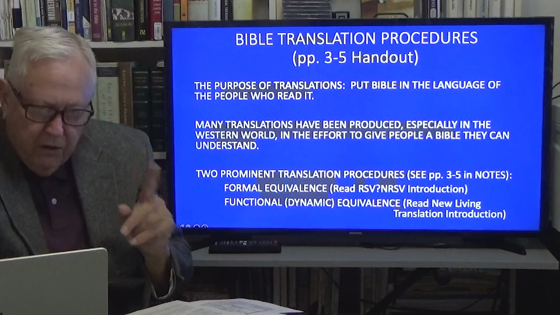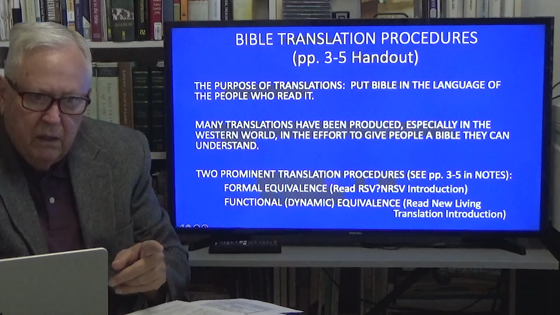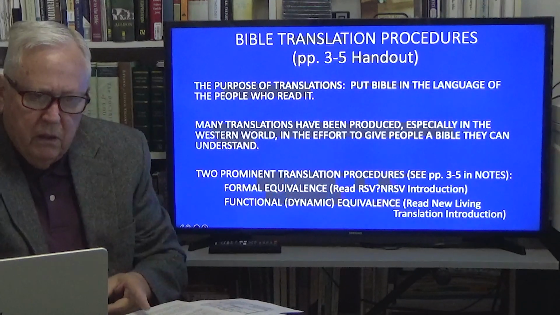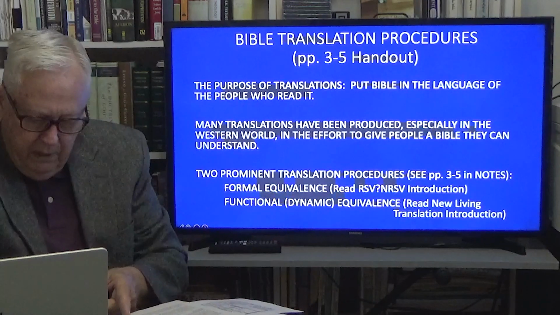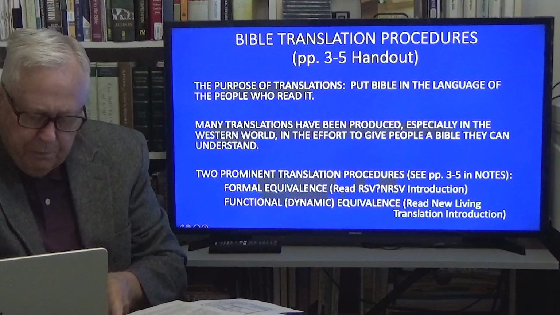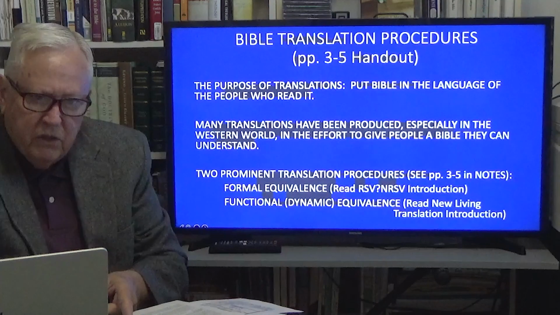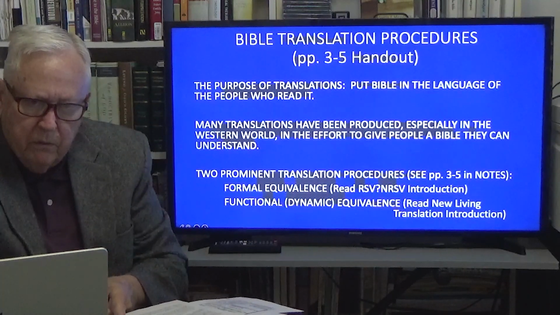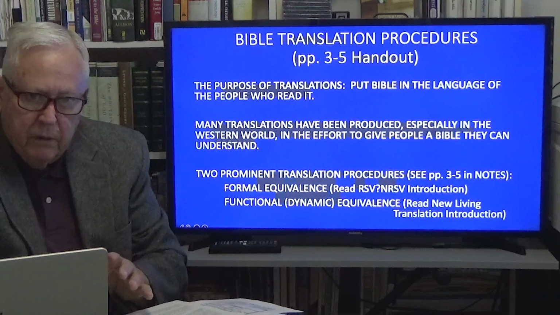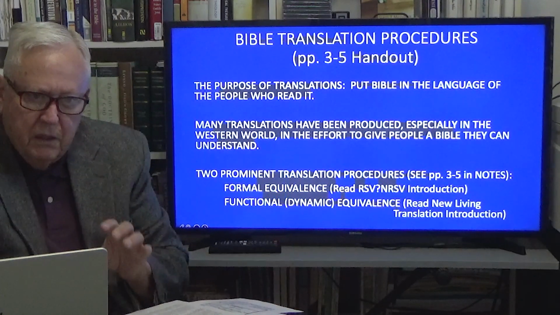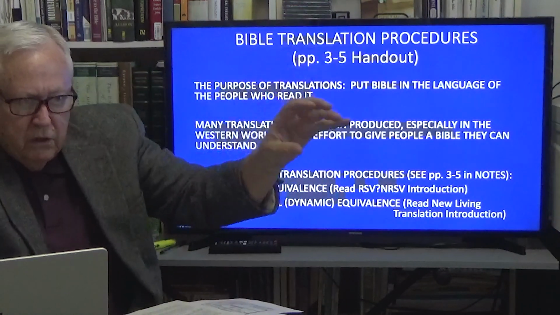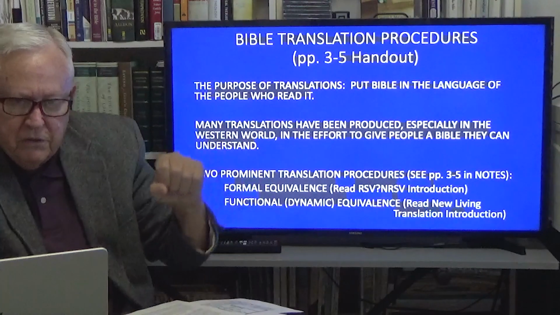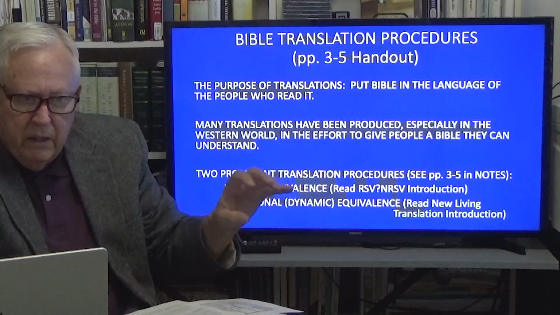For the functional equivalent translator, he's interested in as literal as possible, but he's mostly interested in being as explanatory in the translation to help the reader know what the passage is saying. Now, I'm going to show you in a chart an elaborate series of illustrations what that means. For the moment, just think of it this way. Functional, as literal as possible, as free as necessary. Dynamic is thought for thought.